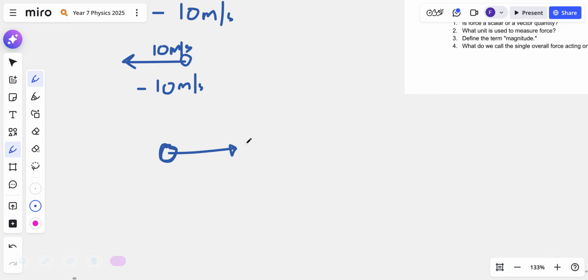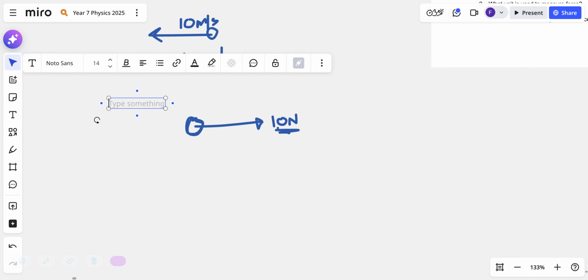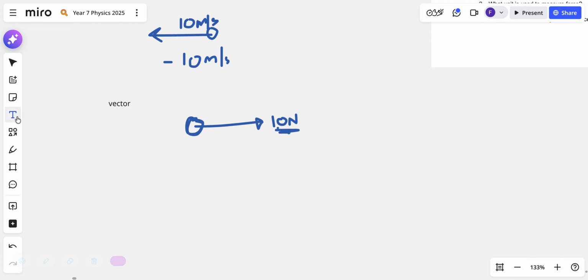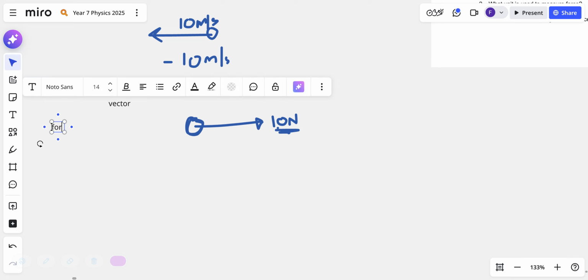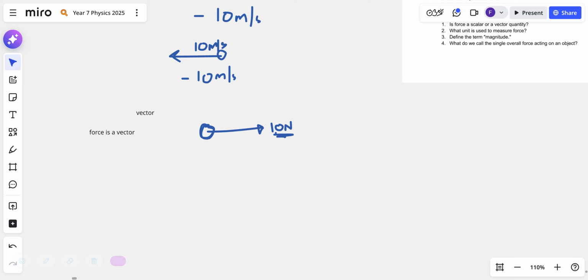Now, you see, I've drawn an arrow. Force, the unit of force is newtons, after Sir Isaac Newton. Let's say the force is 10 newtons. So I had to push my bike to the right with a force of 10 newtons. So because I've drawn an arrow, because I can draw an arrow, this is a vector. Okay? So force is a vector. Okay. All right. Force vectors move to the right. Brilliant. Force is a vector.